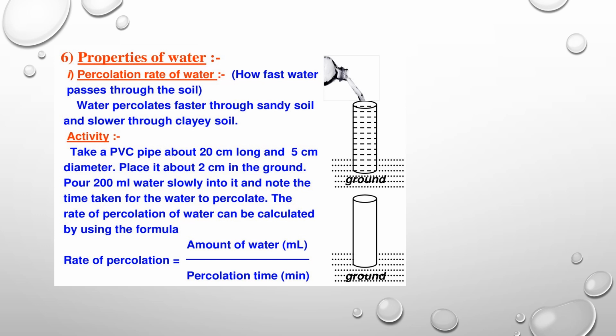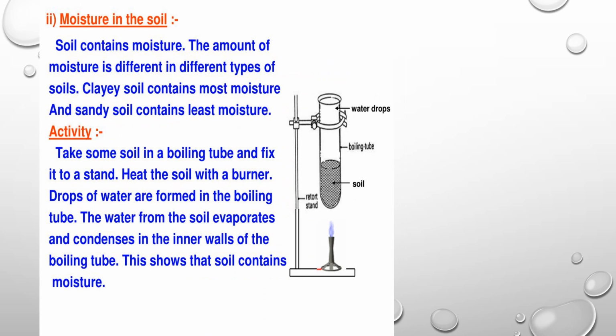First we have seen water holding capacity of the soil. Another one, percolation rate of the soil. Right? The next one, moisture in the soil. Third property is the moisture in the soil. The soil contains moisture. The amount of moisture is different in different types of soil. Clayey soil will have most moisture and sandy soil will contain least moisture.